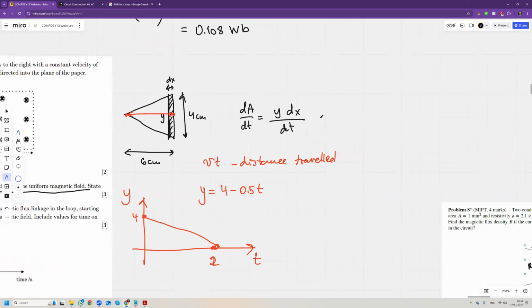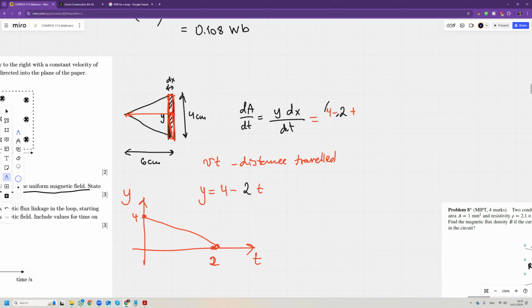Okay. So I worked out the formula for how y changes with time. y is the width of this rectangle. I'm approximating a slice of the triangle with a rectangle. So it's going to be 4 minus 0.5 t. Yes, you are correct. Sorry. Thank you. At least you're following. That is a very good sign.